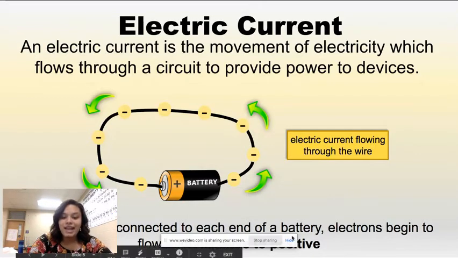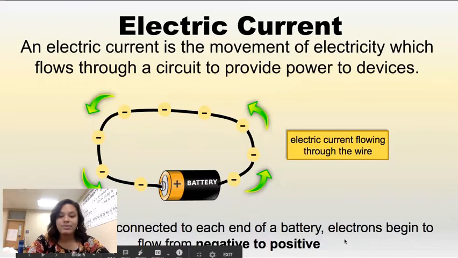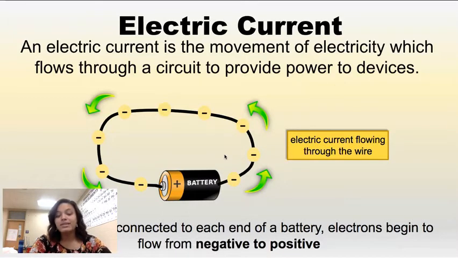When a wire is connected to the end of a battery, electrons begin to flow from the negative side, because remember, electrons have a negative charge, to the positive side. So make sure, if you can, to write down what an electrical current is. Pretty important.